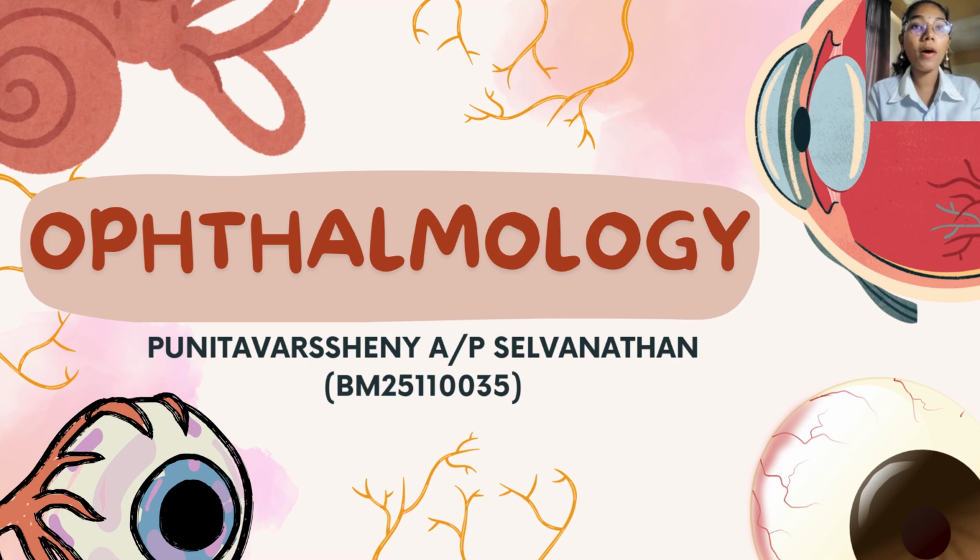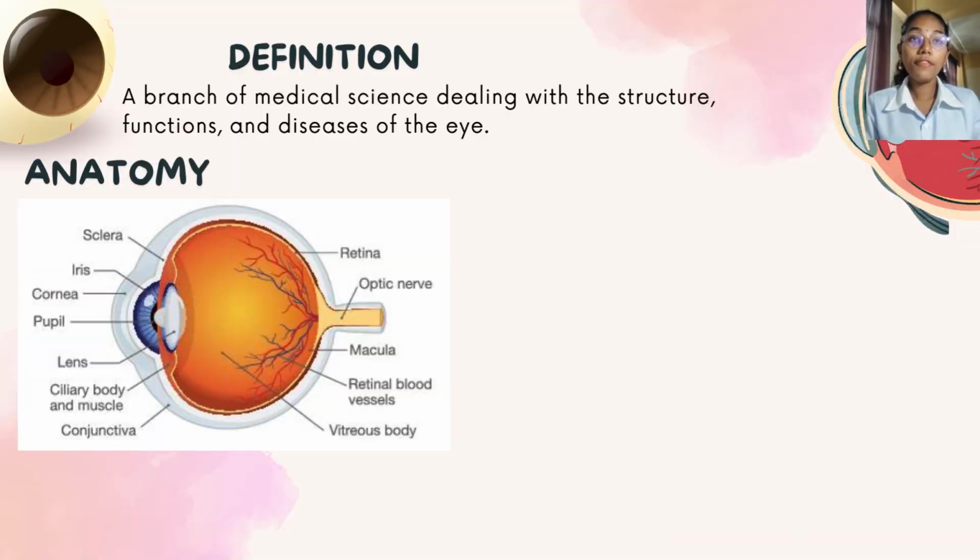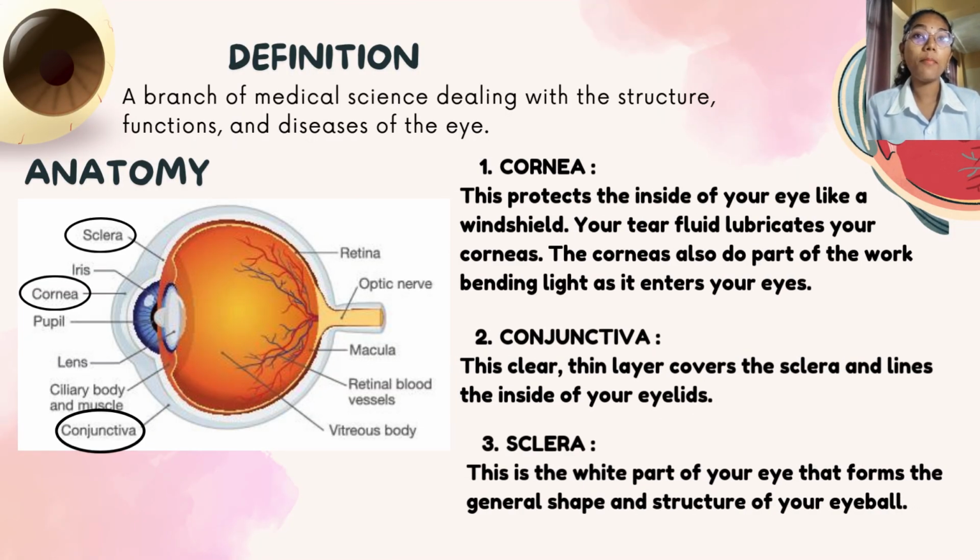Today I am going to talk about ophthalmology. First and foremost, what is ophthalmology? Ophthalmology is a branch of medical science dealing with the structure, functions and disease of the eye. So now let's move on to the first part of my presentation, which is anatomy of the eye.